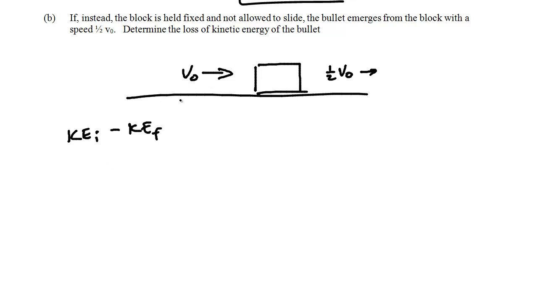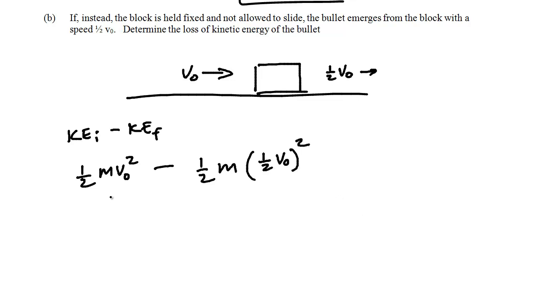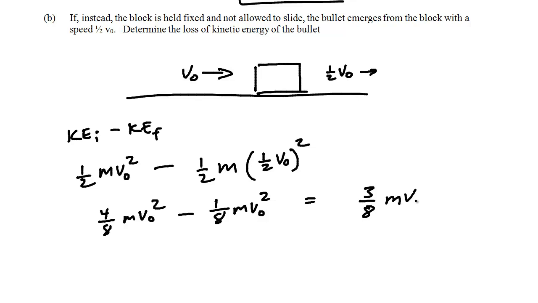Kinetic energy initial is 1/2 mv0 squared minus kinetic energy final, which is 1/2 m (1/2 v0) squared. The reason the initial is first here is because we're calculating loss, not change in. If we were calculating change in, it would be the other way around. Over on this side, we have 1/8 mv0 squared. Over here, we have 4/8 mv0 squared. So our loss of kinetic energy is 3/8 mv0 squared. That's how much kinetic energy the bullet loses.